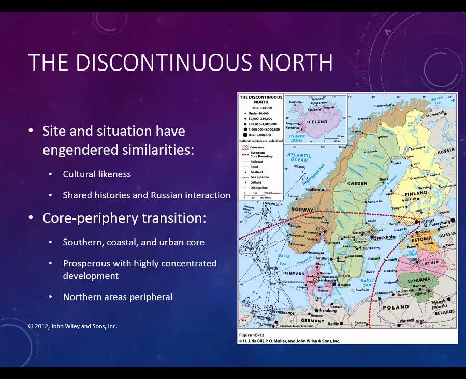Next, we're looking at the discontinuous North, which includes Sweden, Norway, Denmark, Finland, Latvia, Lithuania, Estonia, and Iceland. The countries in this region share similar cultures and shared histories. Of these countries, Sweden has the most moderate climate. Denmark, although it's very small, has the second largest population.